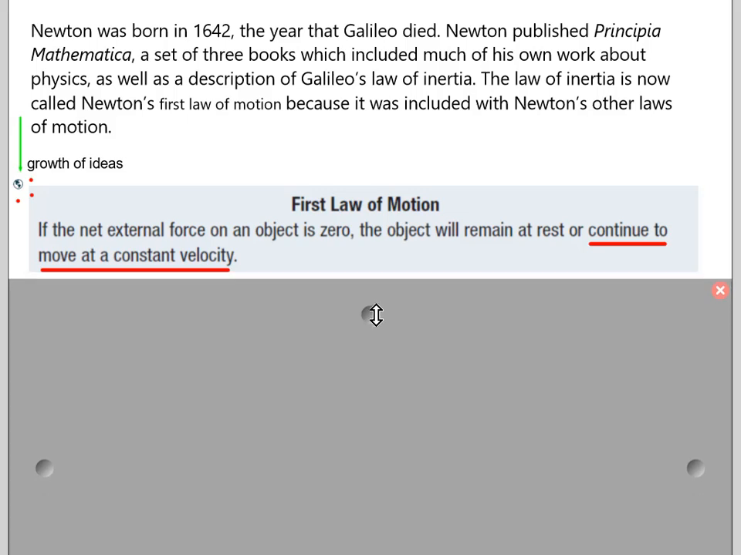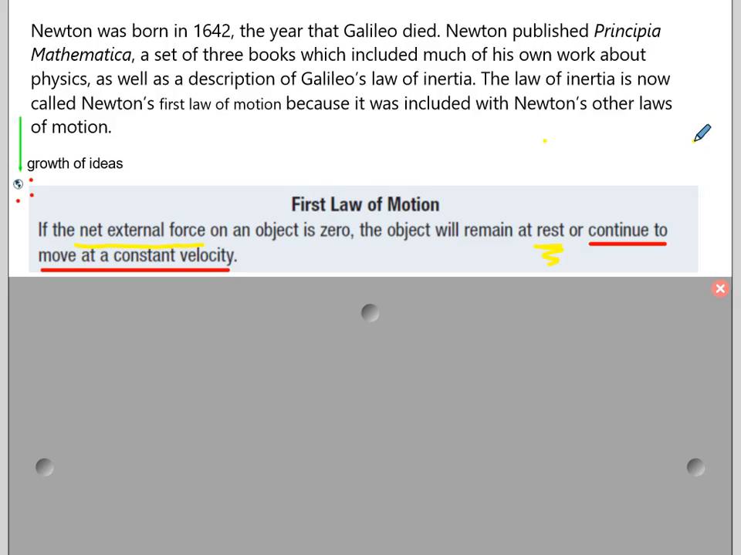So here is the formal definition, the first law of motion. If the net external force, so that's our F net, and that's really important, that means after all the forces are added together, if the net external force on an object is 0, that means they're all balanced, the object will remain at rest. Most people are pretty comfortable with that one.